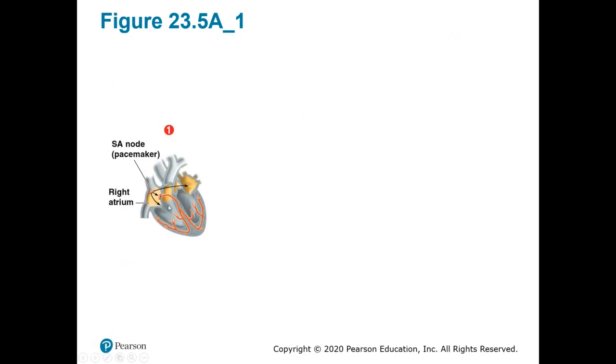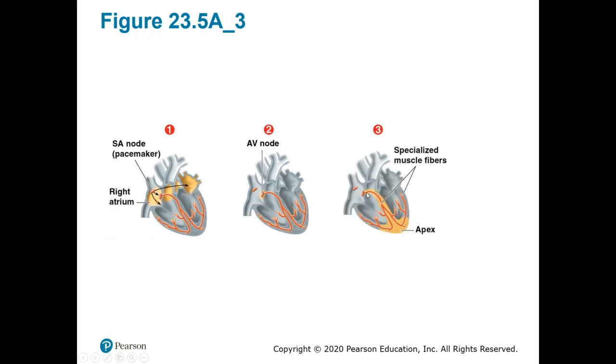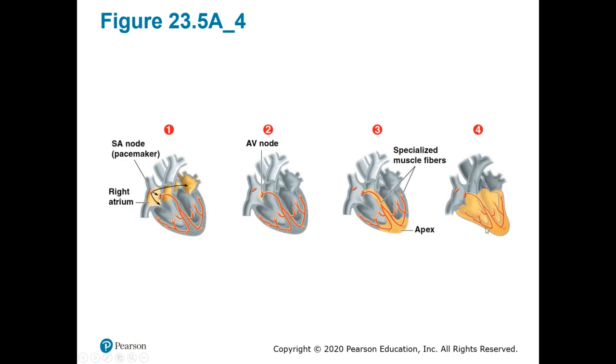All right, so again, our SA node is going to fire. That's going to send a signal to our atria to contract, right? And then the AV node is going to delay that signal. And then we're going to move that signal down these bundle branches, and then they are going to move up the Purkinje fibers, which are these on the side, and it doesn't have those labeled on here, but that's what those are called.